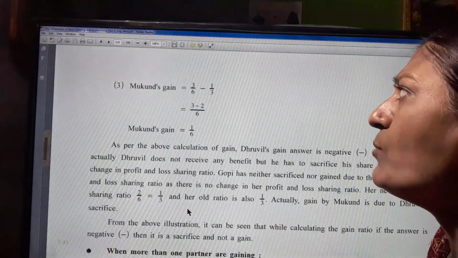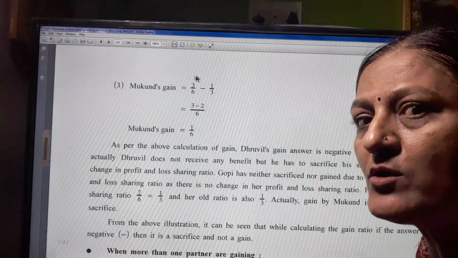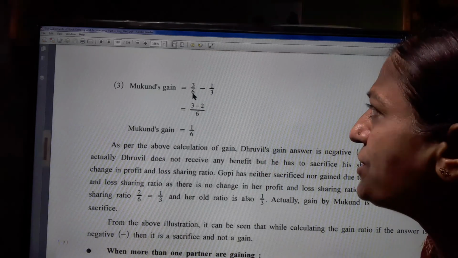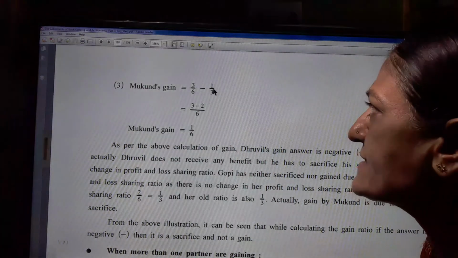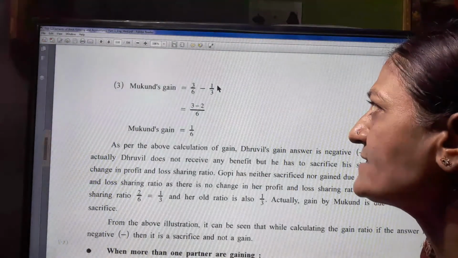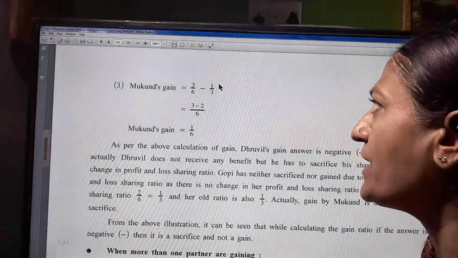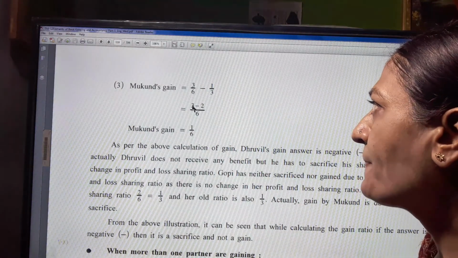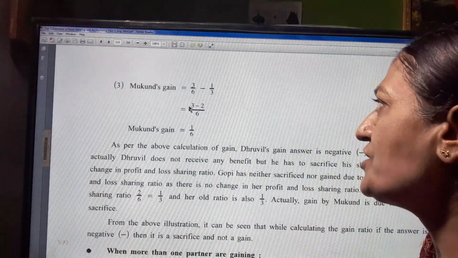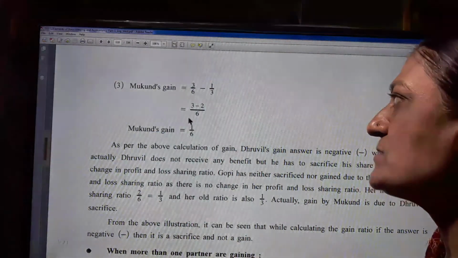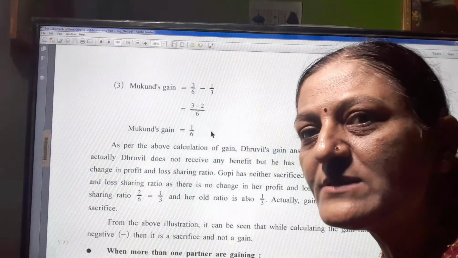Now the third partner, Mukund's gain. Here also new share minus old share. 3 upon 6 minus 1 upon 3. Here also 6 and 3 are there, so the LCM is 6. Here 6 in the denominator is given, so now we make this denominator 6. So multiply by 2, 2 upon 2, then we get 2 ones are 2 and 3 twos are 6. So here we get 3 minus 2 upon 6, then 3 minus 2, then 1 upon 6. So Mukund's gain is 1 upon 6. Here 1 upon 6 is the gain, because when a positive sign is there, then it is a gain.